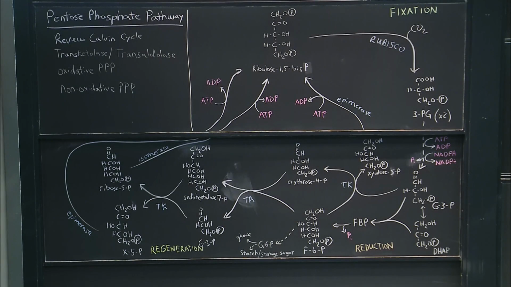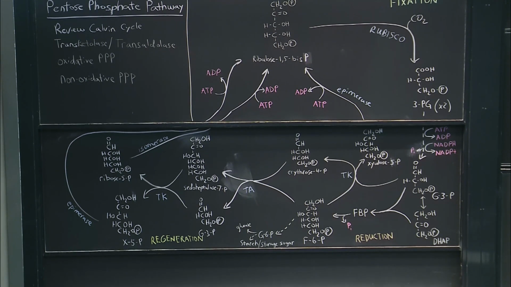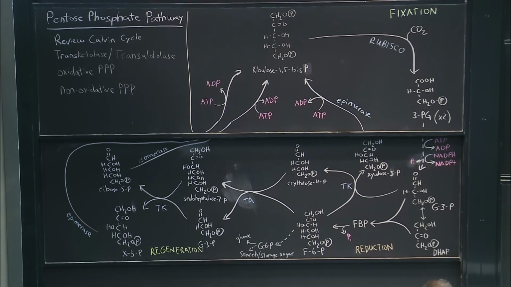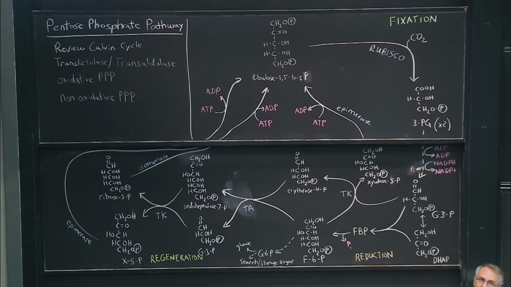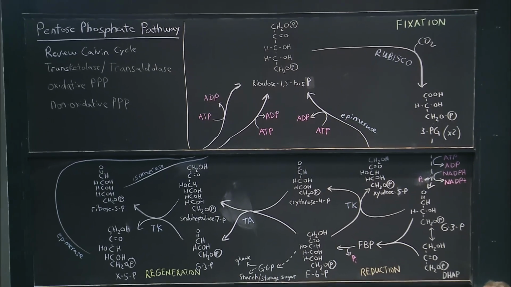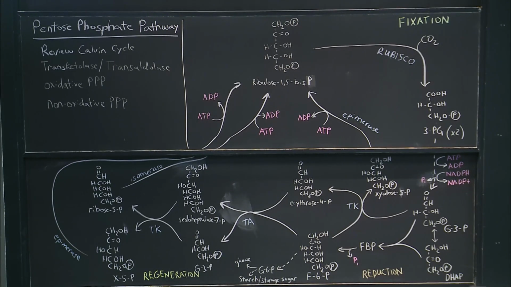So today we're going to begin by going over the Calvin cycle, which I know I went quite quickly on just to introduce it at the end of the last lecture. And so we'll spend a little time there first, and then we'll move on to discuss the main topic of today, which is the pentose phosphate pathway.